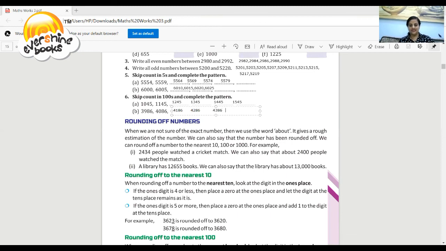4,386 as it is. 4,486 as it is. This is the answer. So we have done this 1.4 also. Now we will do 1.5.